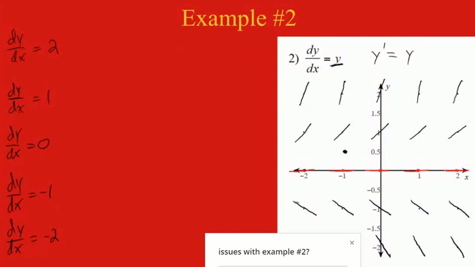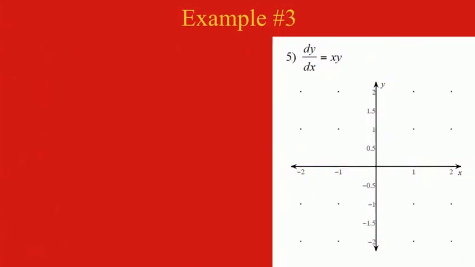All right, so let's take a look at some more interesting ones. Now we have an equation involving both x and y. In a case like this, we still have to fill in all the dots, but you can pick and choose which ones you want to work with. For example, since it's x times y, whenever x is 0, meaning along the y-axis, the slope has to be 0. So we'll just do a bunch of horizontal lines on the y-axis. In addition, whenever y is 0, meaning the x-axis, we'll also have a slope of 0.